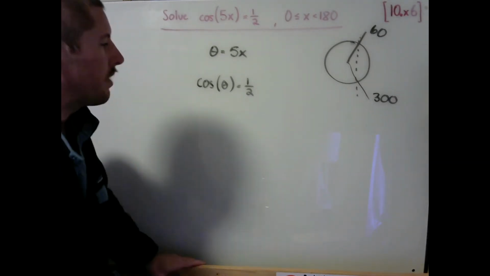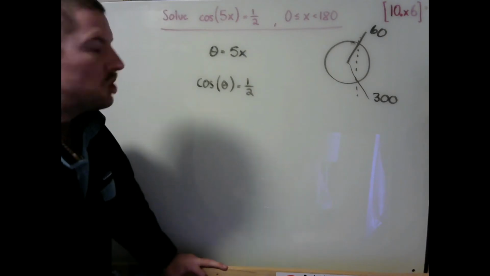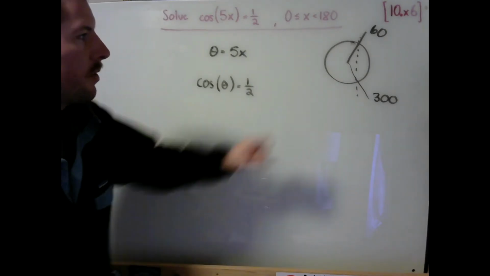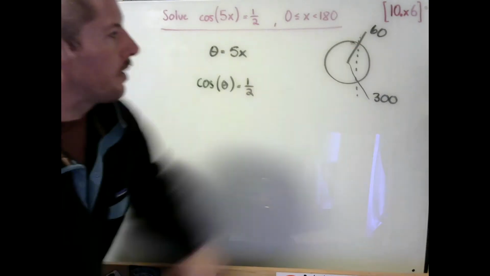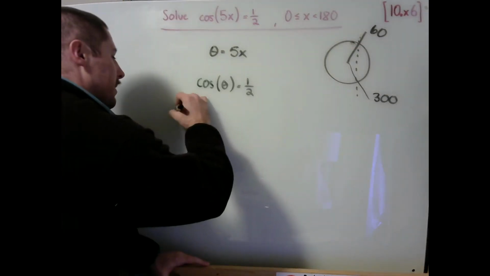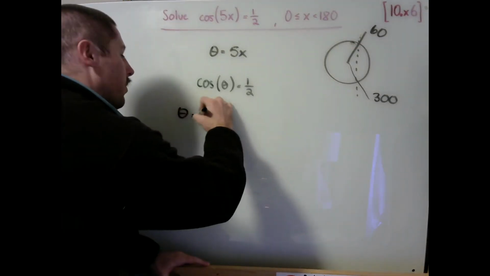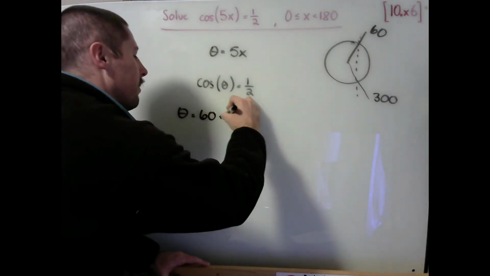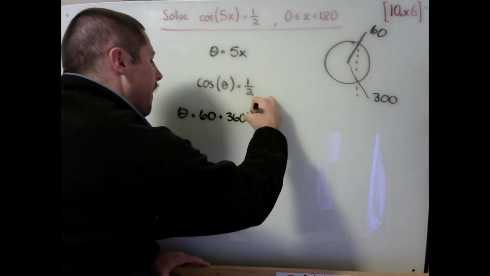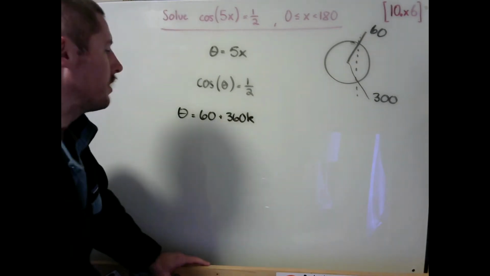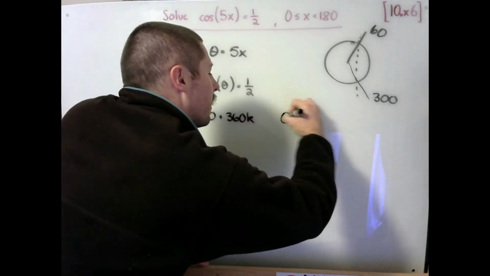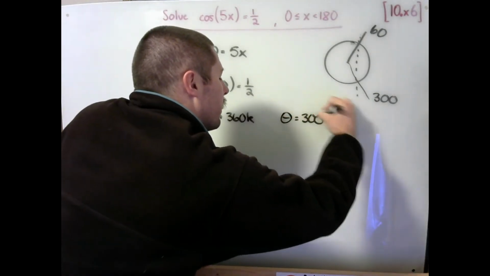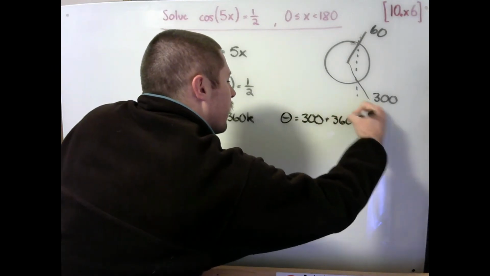As we did in the previous problem, we should now be able to state some general solutions associated with this equation, knowing our base angles that we're going to work from. I can make my statements that this should be theta equals 60 plus 360k. That's one of my general solutions. My other general solution is going to be 300 plus 360k.